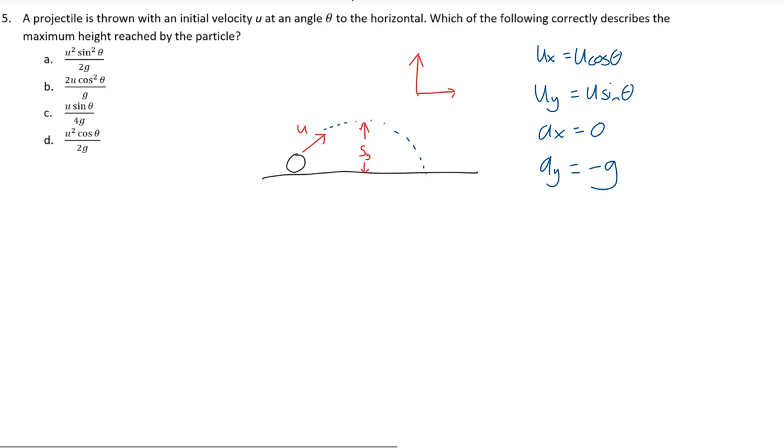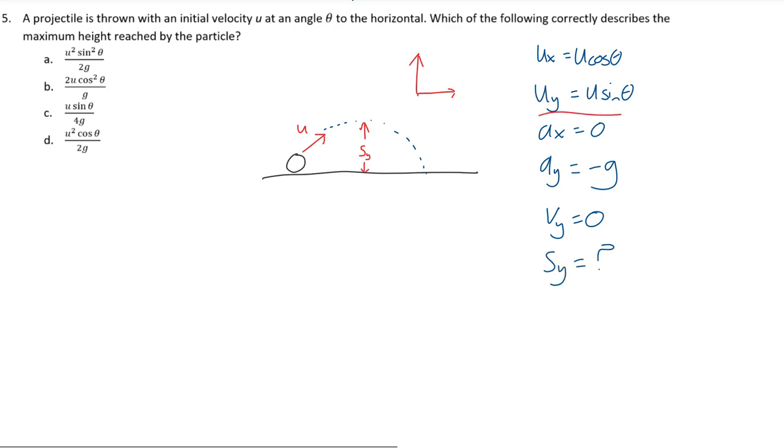What else is true about the object at the maximum height? Well, remember from a previous question that at the maximum height, the velocity is purely in the x direction. The object is only moving in the x direction at that instant. That means that since the maximum height is our final position, the final velocity in the y direction is also 0.